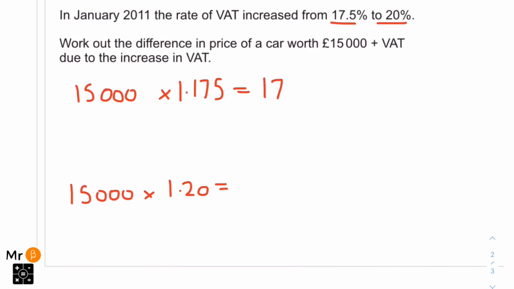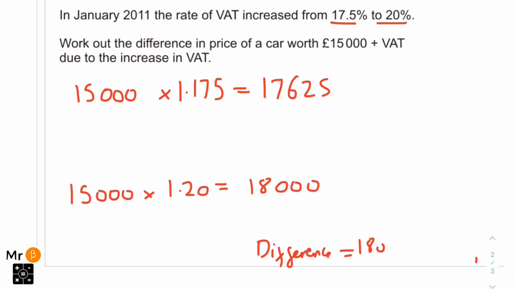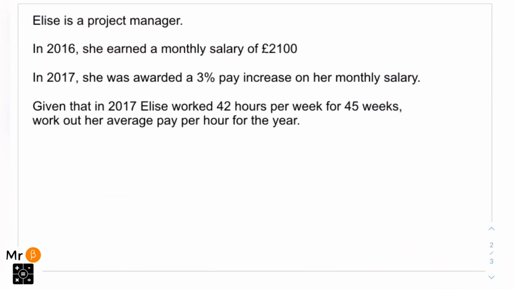If we multiply these and then work out the difference, we will find the answer. So our top one would be 17,625. And our second one would be 18,000. So therefore the difference in price is 18,000, subtract our 17,625, and we get our answer of £375.